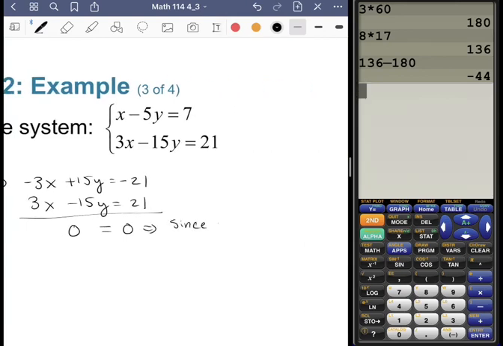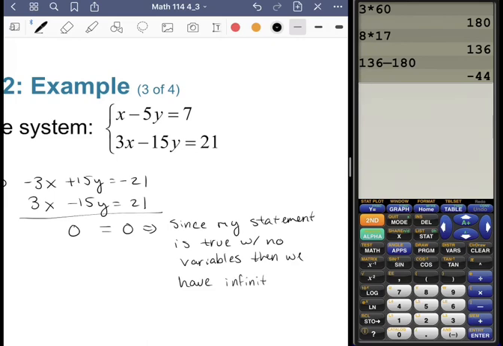Since my statement is true with no variables, then we have infinitely many solutions.